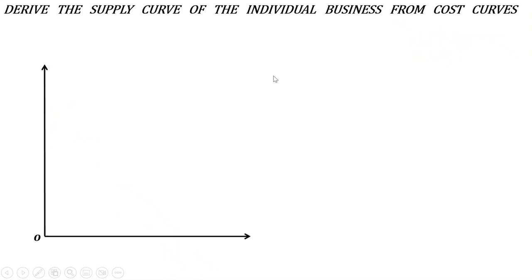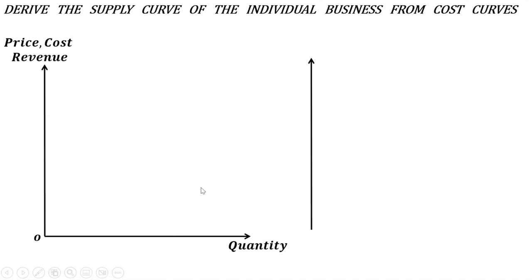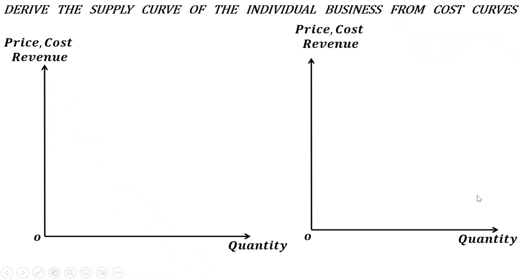Now, what are we busy with? Like I've told you, the question will be: derive the supply curve of the individual business from cost curves. To explain this, I'm going to use graphs. So let's draw the graph. The vertical axis is price. The horizontal axis is quantity. This is our point of origin. Again, vertical, horizontal, your point of origin, we label our axes.